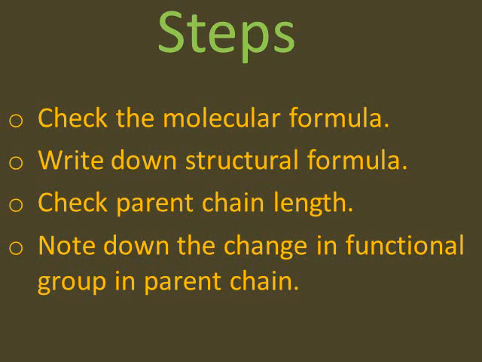Now how do we carry out functional group isomerism? First of all, to form isomers we have to check the molecular formula. Then we have to write down the structural formula. It's very necessary to write down the structural formula because it is an expanded form of the formula and we can get information about the number of atoms, the symbol of atoms as well as the bonds of atoms. Then we have to check the parent chain length and then we have to note what change in the functional group in the parent chain has taken place.